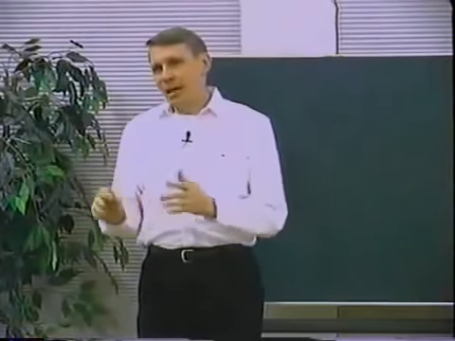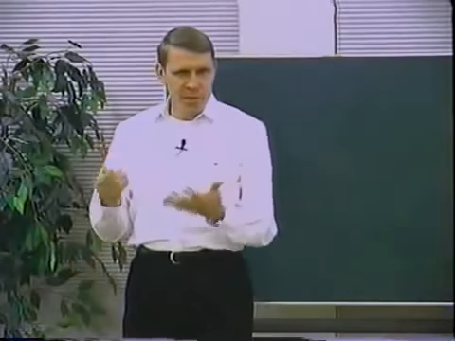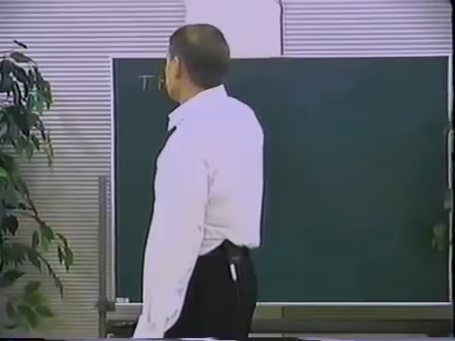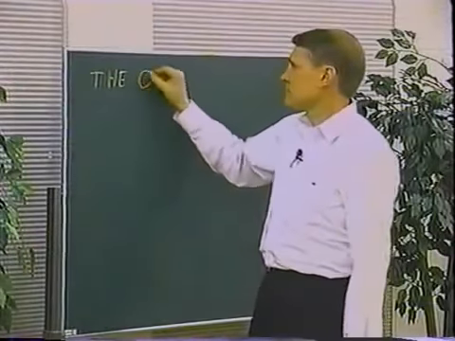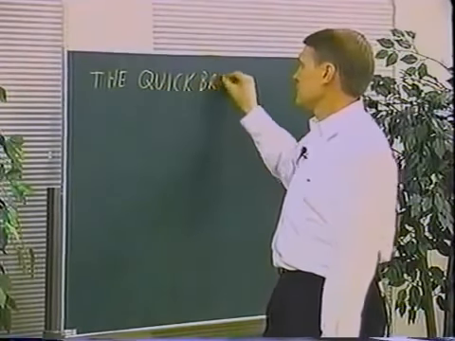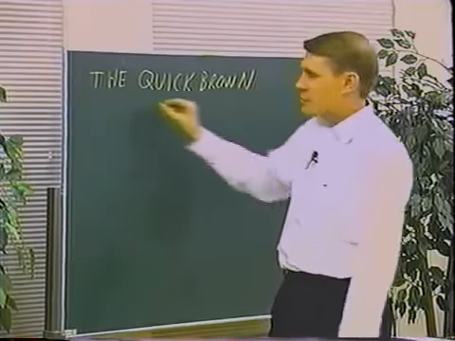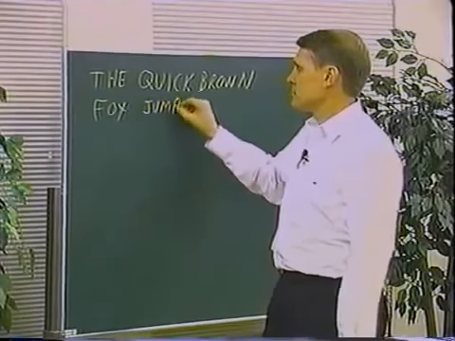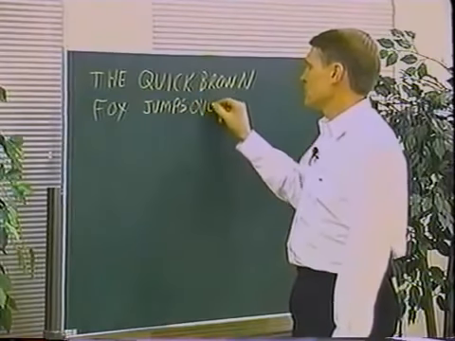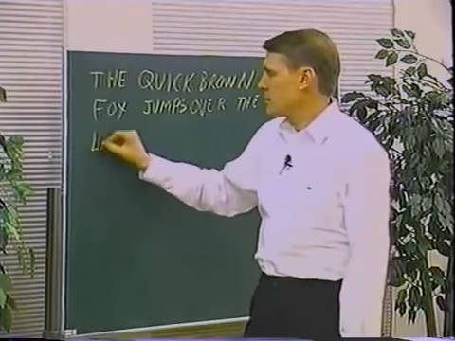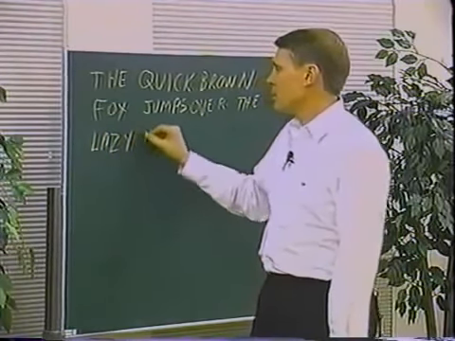All right, let's give an analogy to understand, and all analogies break down at some point, okay, but to help people understand a little bit, let's make an English sentence here. The quick brown fox jumps over the lazy dog.